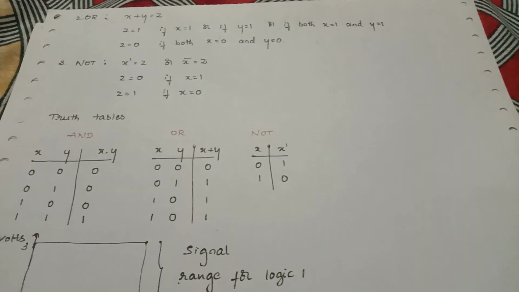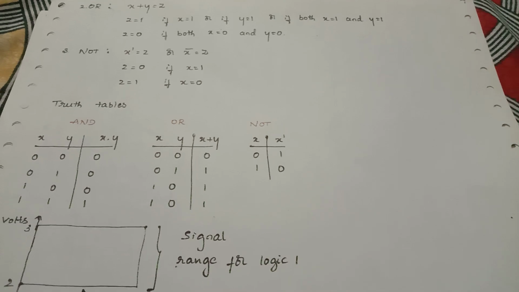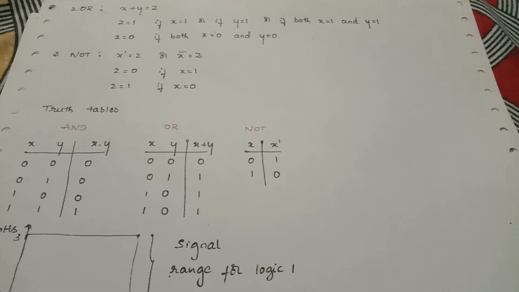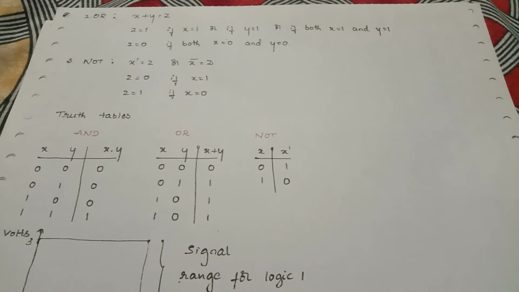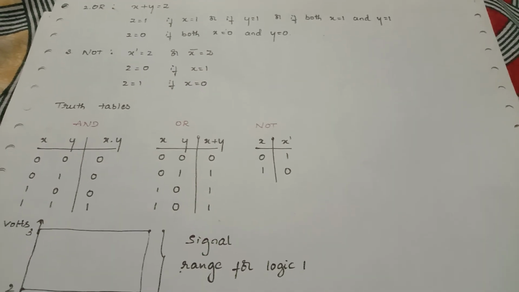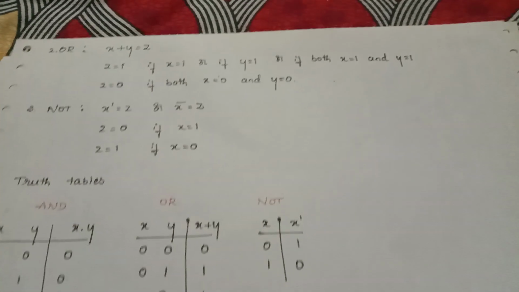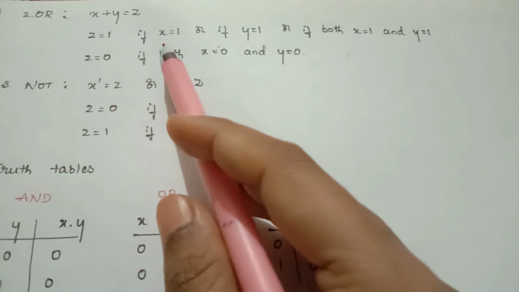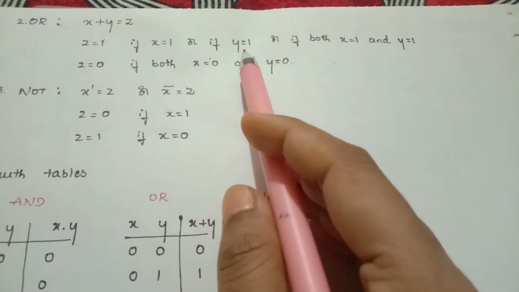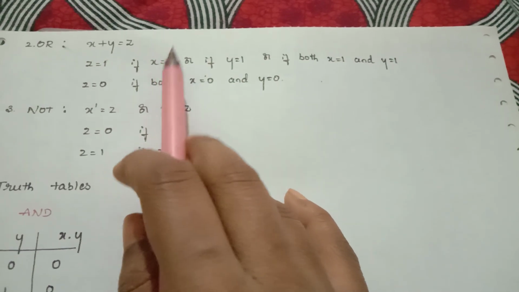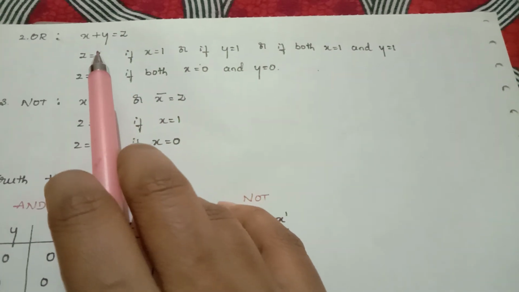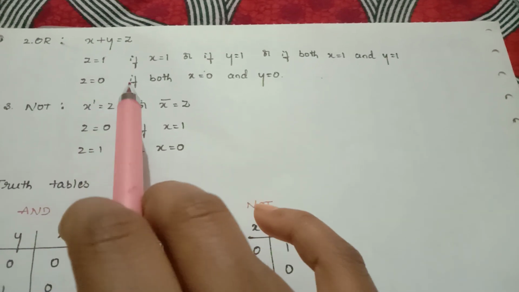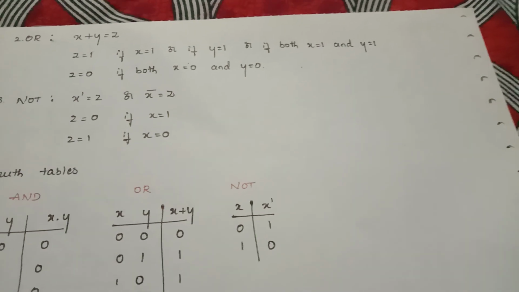Then moving to the next logical operation, OR. This operation is represented by a plus symbol. Here we have x plus y equals z, which we read as x or y equals z. And we can see the value of z here. So z equals 1 if x equals 1 or if y equals 1. That means if either x equals 1 or y equals 1, z equals 1. And if both x and y are 1, then also z equals 1. So z equals 0 if and only if both x and y equal 0.